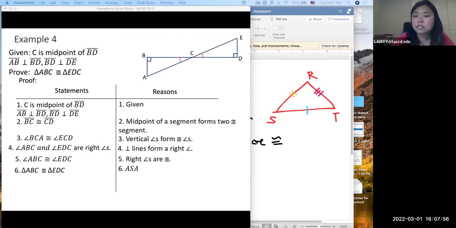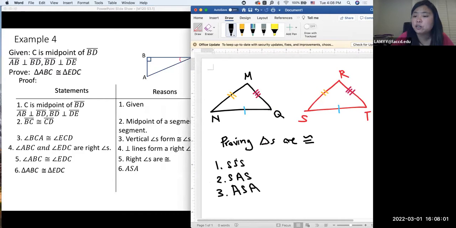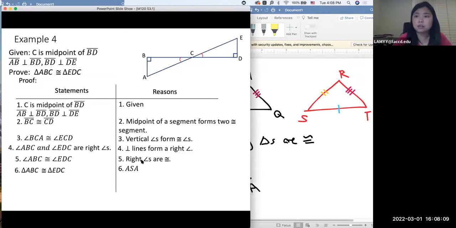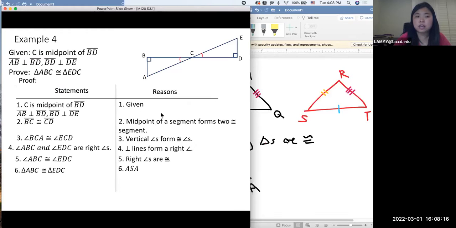Okay, we are not done yet. We only introduced three methods to prove triangles are congruent. We still have two more. And then I'm going to stop here. I don't want you to start with the next one. The other one is AAS. We're going to talk about it on Thursday.